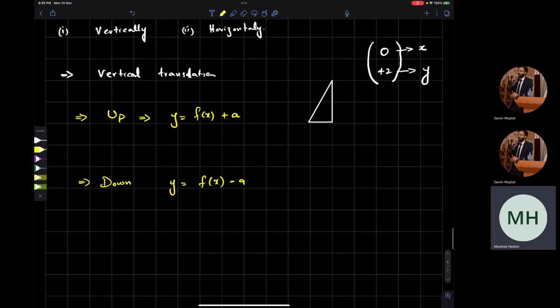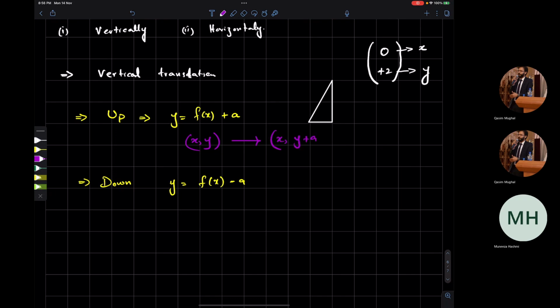Okay, look at the same thing in terms of points. For example, if you mark a point anywhere on the curve, and it was (x, y) initially, after the translation, after adding this into the graph, it is going to be (x, y plus a), because you're adding something into its y. And same goes for this one, you're subtracting something from its y.